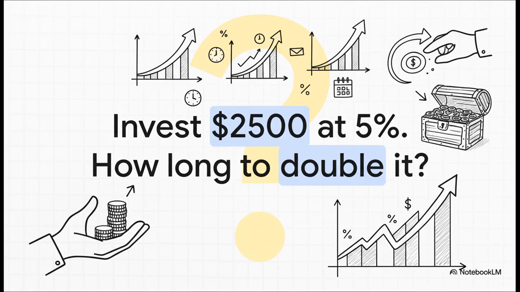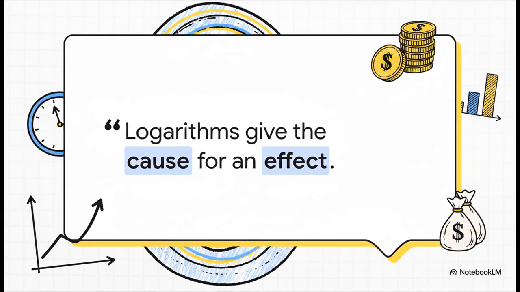So let's kick things off with a practical question. An exponential formula is great for telling you your final balance after, say, 10 years. But what if the question is flipped? What if you know the destination, doubling your money, but you need to find out how long the journey takes? Yeah, that's a totally different kind of problem, and for that, you need a different tool. And that's where logarithms come in.